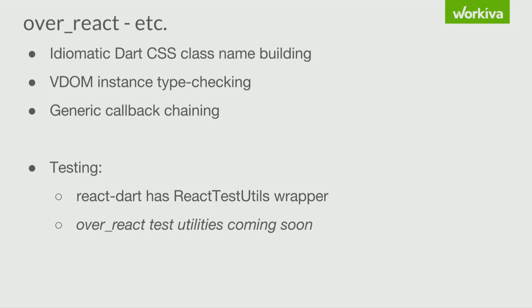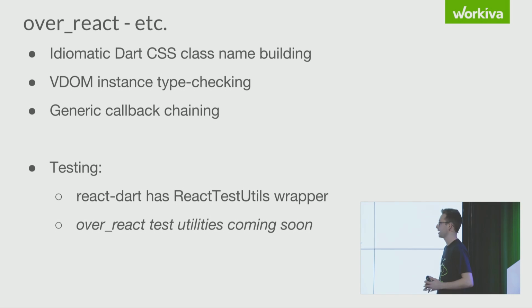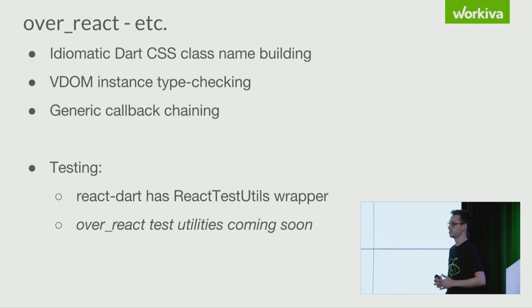So some other cool things relating to Overreact. Overreact has a bunch of other cool features besides component declaration. We've got CSS class name building with a very Dart-like API, similar to the class names utility bundled with React.js, but it's got one more feature that it doesn't have. We got type checking. That's something that wasn't possible in React Dart, but is possible in JavaScript, being able to tell whether a VDOM instance is a type of a certain component. That's useful for conditionally rendering passed-in children, and also generic callback chaining.